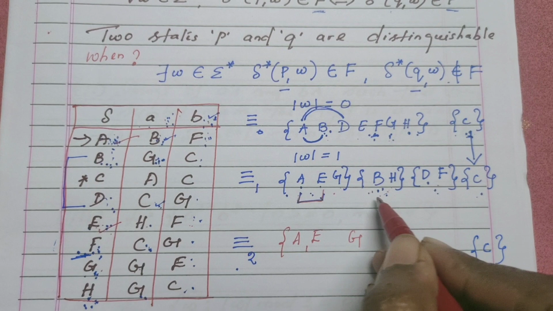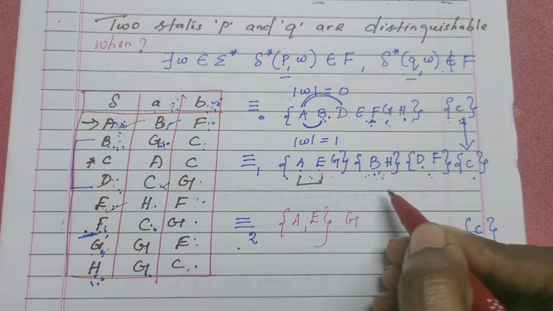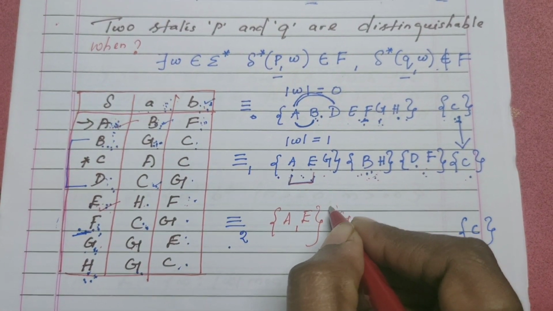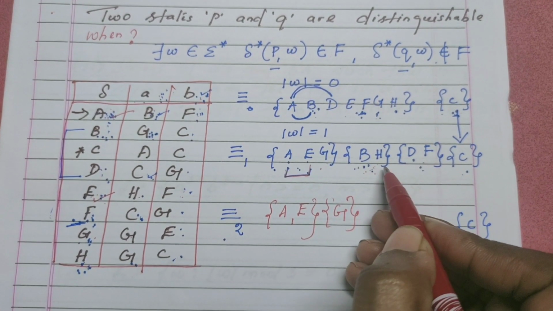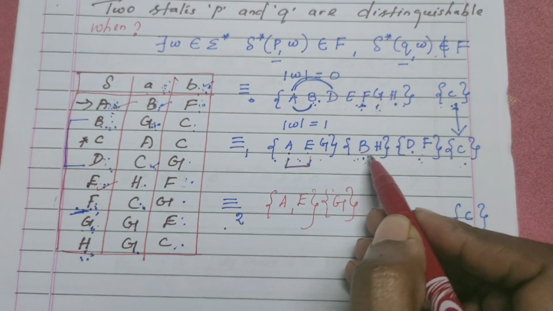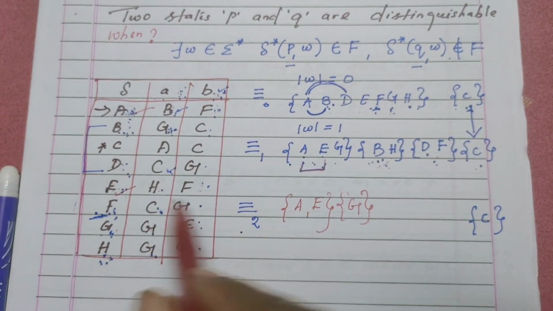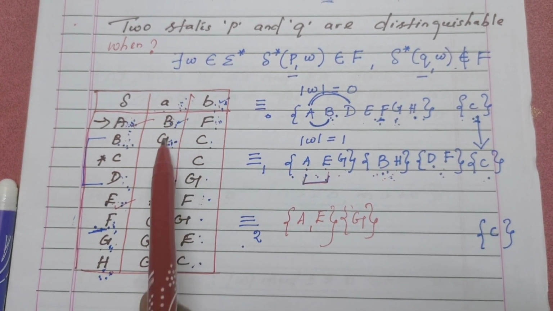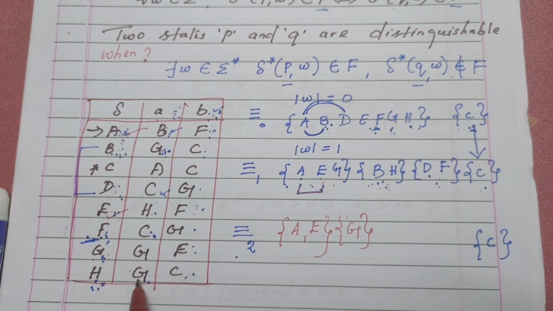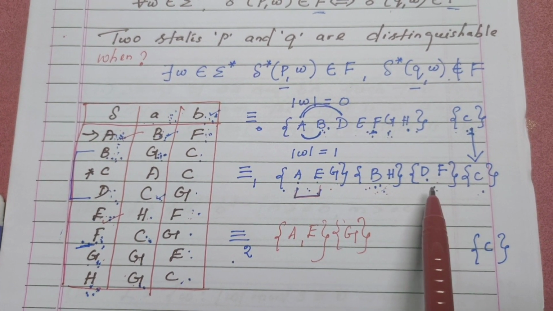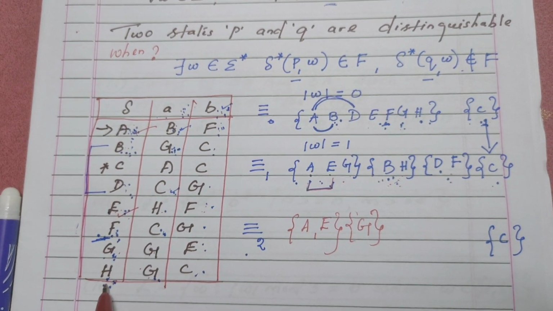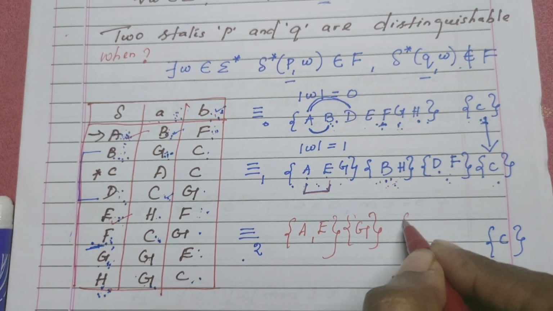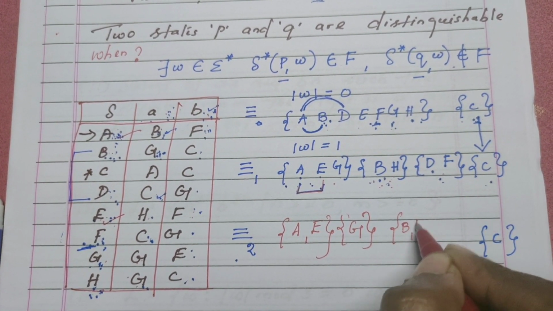Now you move on to this set, B and H. Let us consider the set B and H now. Check whether B and H are equivalent even at this level. So go to the transition table. B and H, on reading A, it goes to G. Same state, so you don't need to check the set here, what it belongs to. B and H, on reading B, it goes to C. Yeah, even at this step also, B and H are indistinguishable.